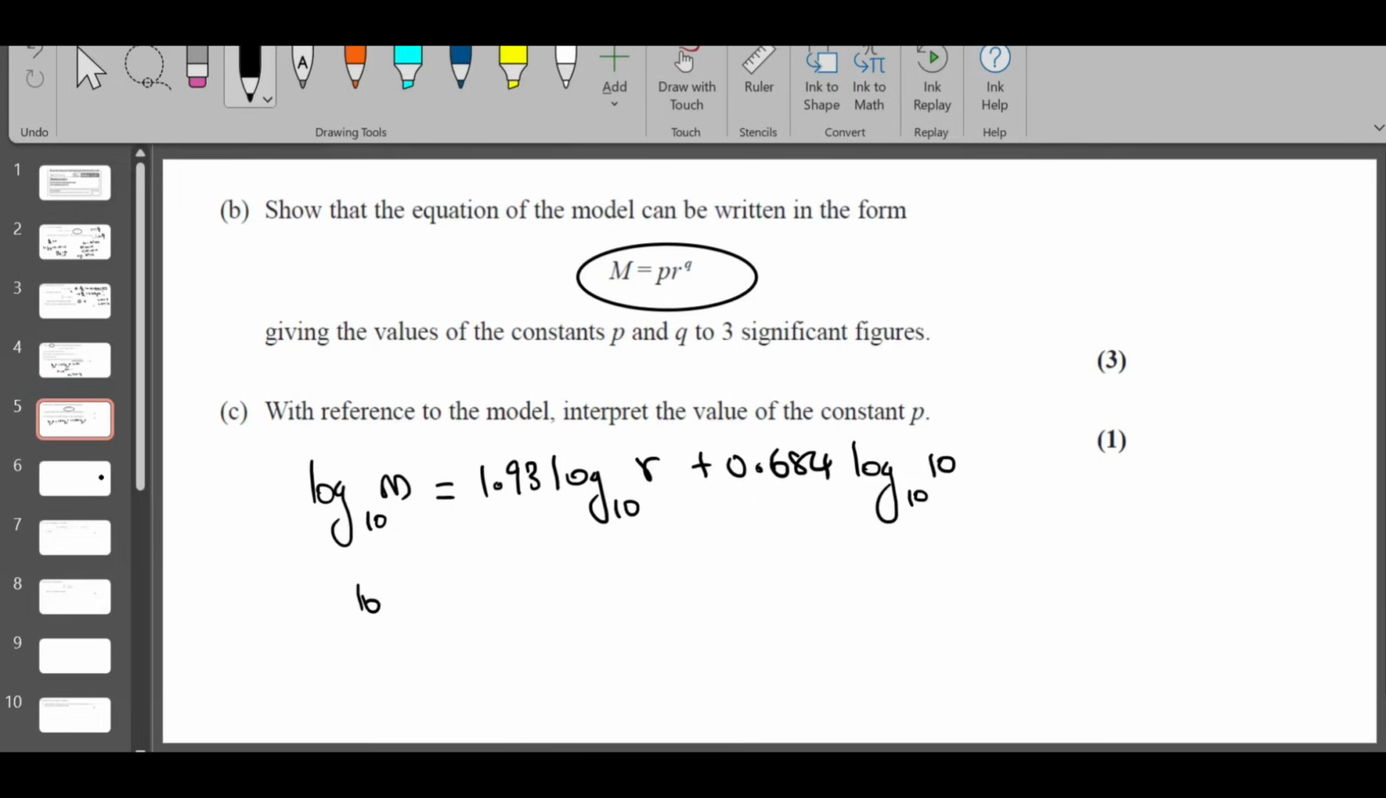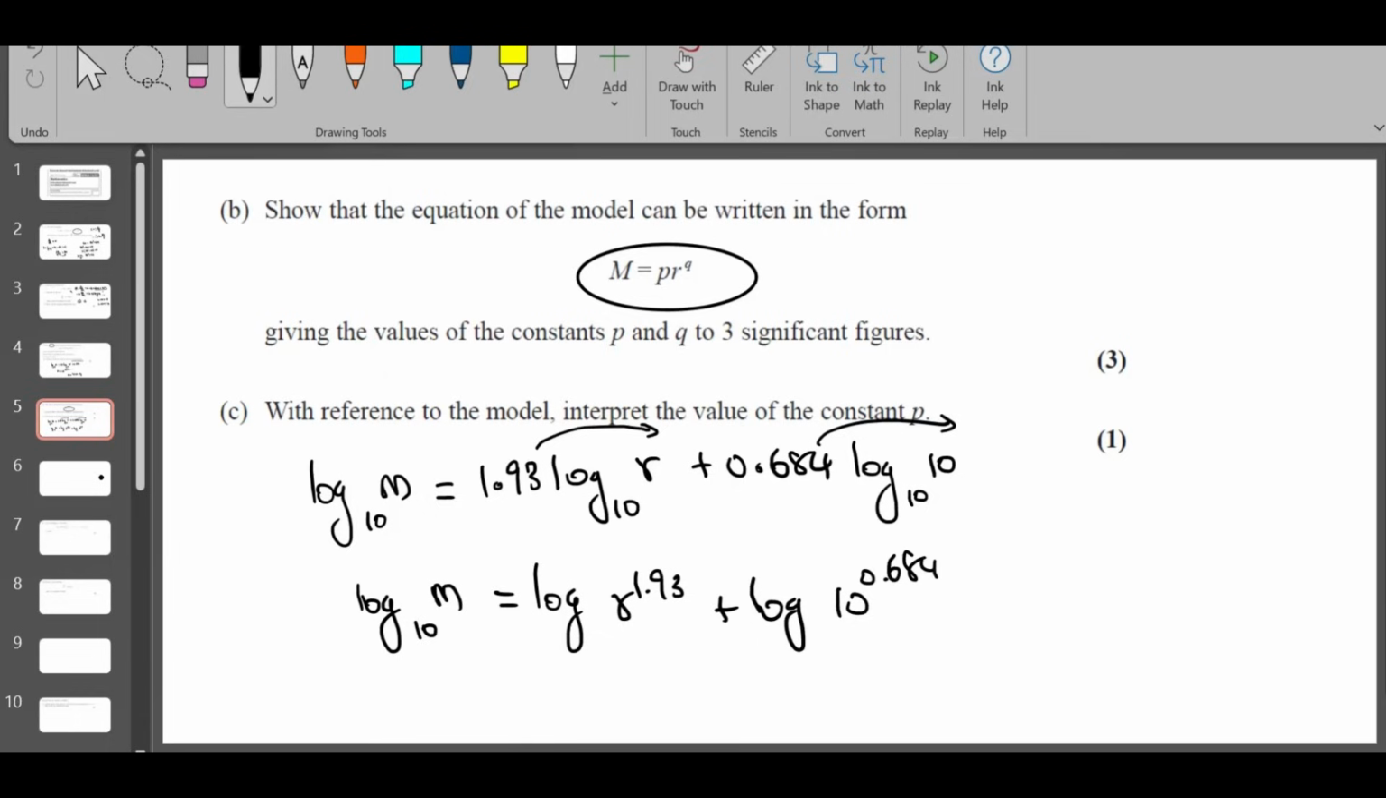So now log m to the base 10 is equal to, using the laws of logarithm, you can put this as a power here. So you will get log r power 1.93 plus log 10 power 0.684.